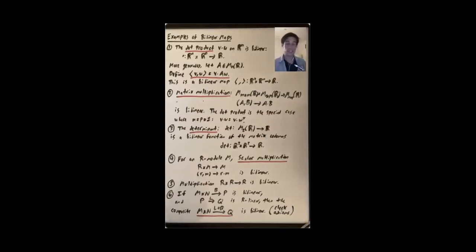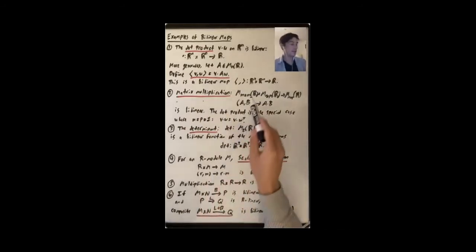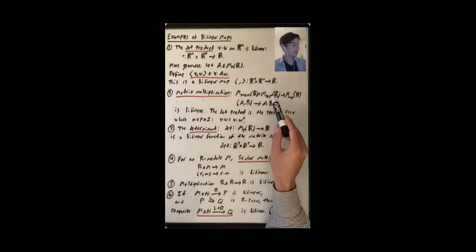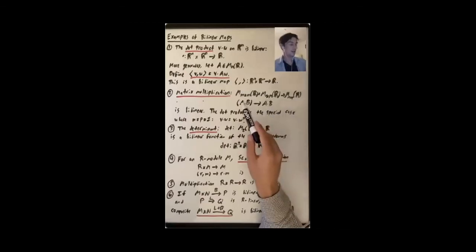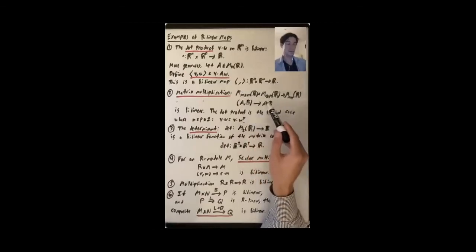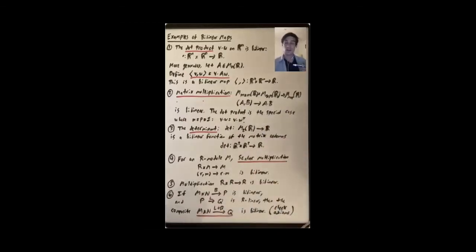Matrix multiplication gives another example. So we take in an m by n matrix with entries in R, and also an n by p matrix with entries in R. And if you multiply them, what do you get? You get an m by p matrix with entries in R. So the pair (A, B) goes to the product of those matrices, A times B. You can check that this really is a bilinear map.